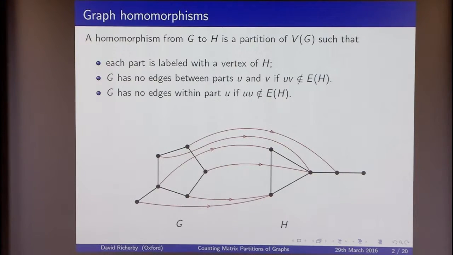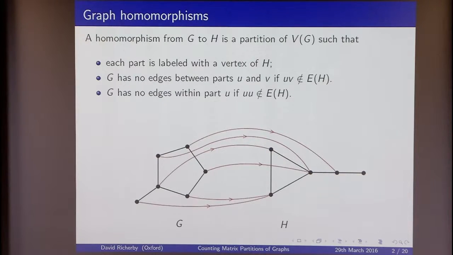Okay, I'm going to look at homomorphisms in a slightly different way. I'm going to consider a homomorphism from a graph G to a graph H to be a partition of the vertex set of graph G. So each part of this partition is going to be labeled with a vertex of H. And I'm going to insist that if I've got a part labeled with vertex U and a part labeled with vertex V, if there's no edge between those vertices in H, I'm not going to be allowed to have any edges between any vertex in the part labeled with U and any vertex in the part labeled with V.